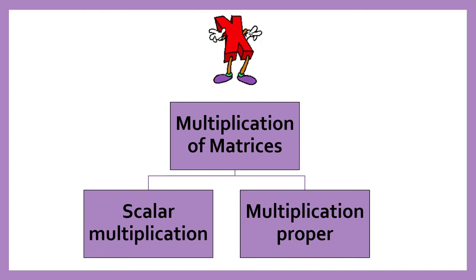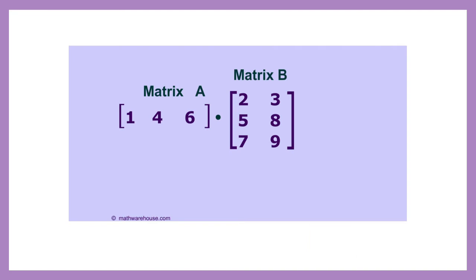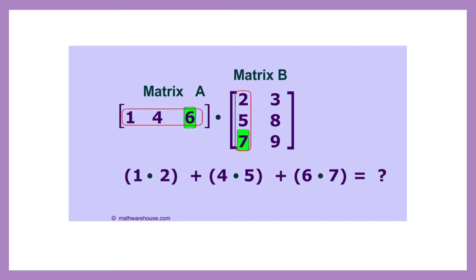Multiplication of matrices. There can be two types of multiplication with the matrices. They are, first, scalar multiplication. Second, multiplication proper. Scalar multiplication. When each element of a matrix is multiplied by a constant number called a scalar, it is called scalar multiplication. Scalar multiplication is distributive over addition.